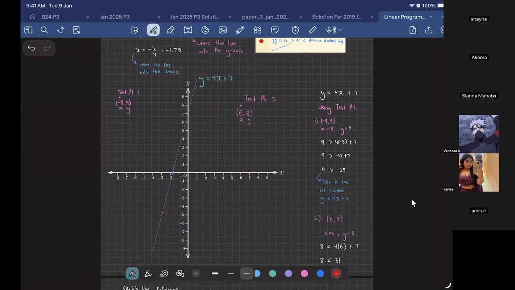Okay, is there anybody that doesn't understand this at all? Talk to me. It's fine if you don't understand it now. Just talk to me and I'll try to re-explain it to you. It's fine.